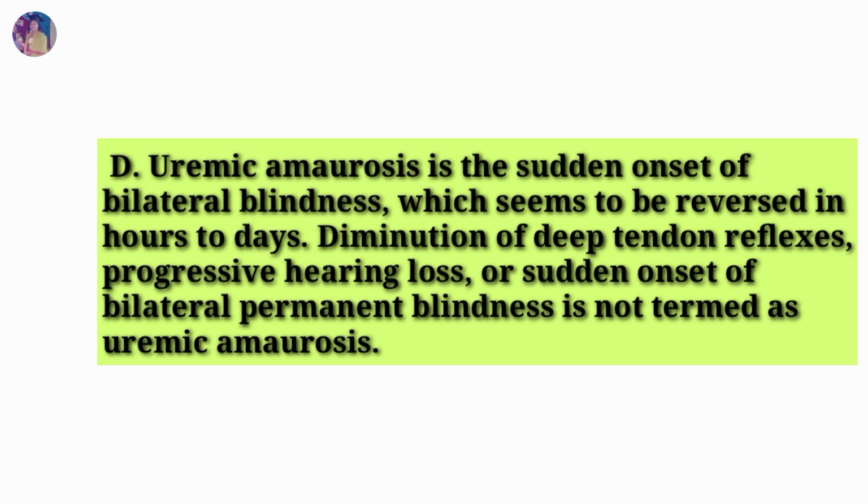Answer: option D, sudden onset of bilateral temporary blindness. Rationale. Uremic amaurosis is a sudden onset of bilateral blindness which seems to be reversed in hours to days. Diminution of deep tendon reflexes, progressive hearing loss, or sudden onset of bilateral permanent blindness is not termed as uremic amaurosis.